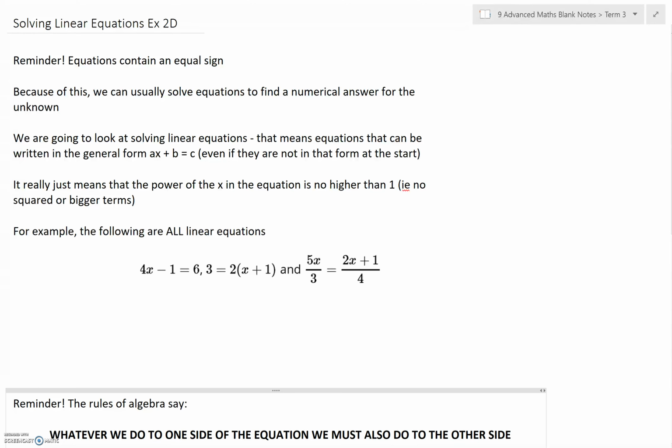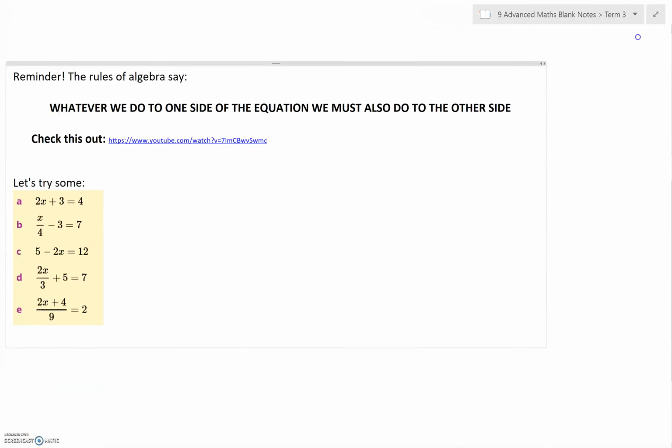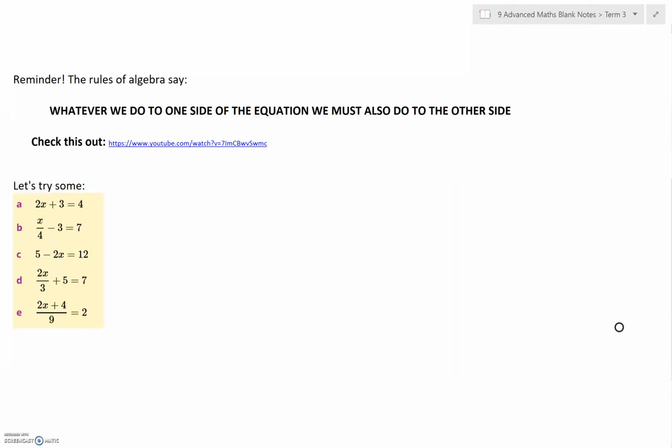So just a quick reminder before we go ahead and do that: the rules of algebra say whatever we do to one side of the equation, we have to do exactly the same thing to the other side, and we have to do that each time.